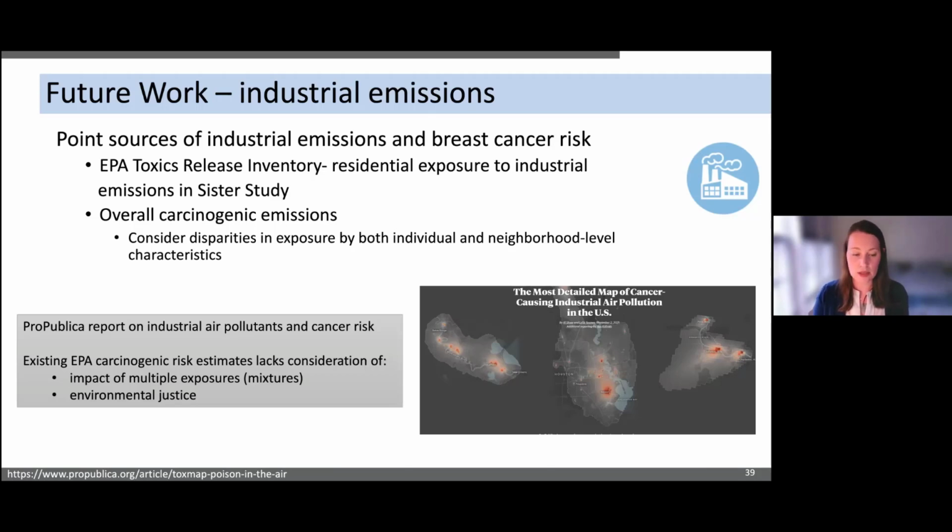Some of you may have seen this report. It got quite a bit of news late last year, and it was led by ProPublica, and they created a detailed map of cancer-causing industrial air pollution in the US. And as part of their report, they noted that there are these existing EPA risk estimates that really lack consideration of the impact of multiple exposures, as well as issues of environmental justice. And so hopefully those are 2 issues that we'll be able to address in this study.